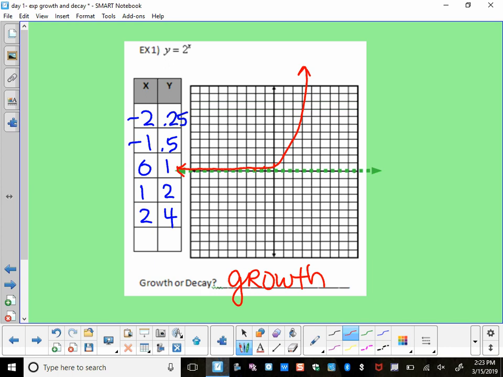Another way we can find that out without doing the whole hand thing is to look at your number that is attached to your exponent. Is my 2 bigger than 1? Yes, so because 2 is bigger than 1, then it's a growth. Okay, if this number attached to your exponent is bigger than 1, it grows. If it's smaller than 1, it decays.